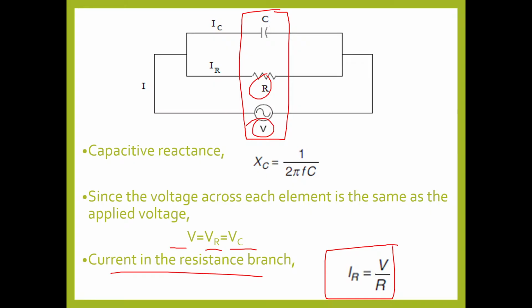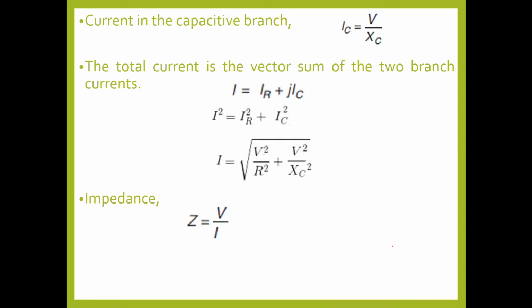IR is equal to V by R. Similarly, what is the current in the capacitive circuit? IC is equal to V by XC. Similarly, as I have already told you from the diagram, the total current is what?